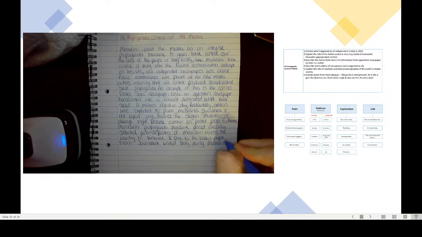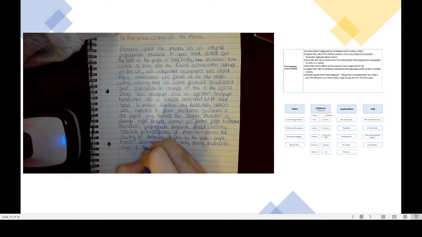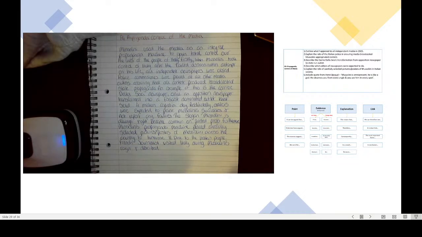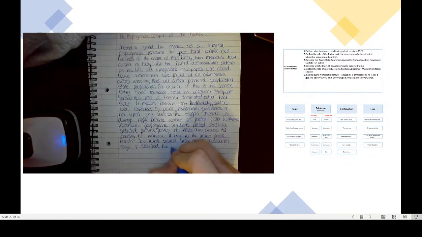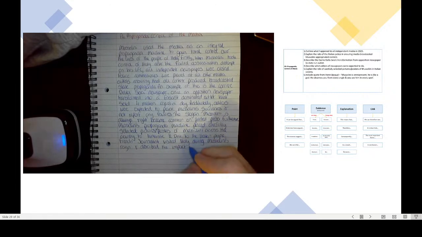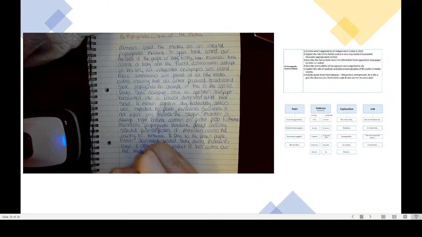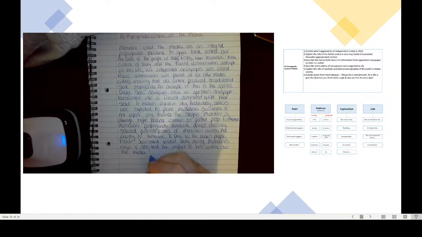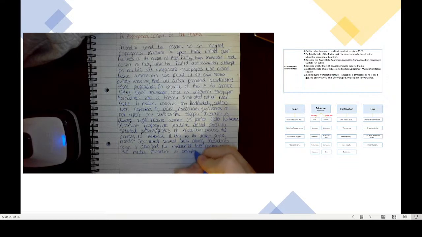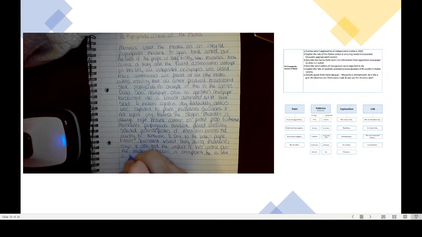So here you can see I'm including more evidence of outside reading. "French journalist Henri Beret visited Italy during Mussolini's reign and described the impact of his control over the media. 'Mussolini is omnipresent. He is like a god. He views you from every angle and observes you everywhere'", I think the quote goes.